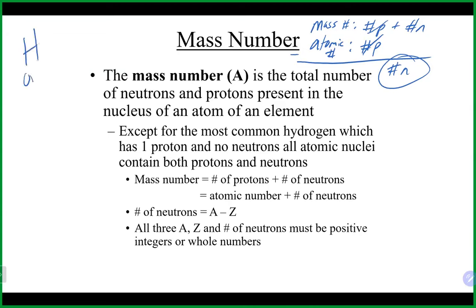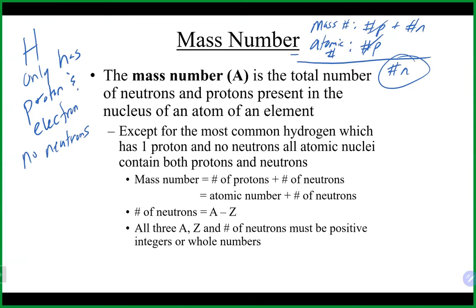Every single element will have protons, electrons, and neutrons, except hydrogen. Hydrogen only has a proton and an electron. No neutrons. That gives hydrogen some unusual properties, but everybody else will have all 3 of those particles, but hydrogen does not have a neutron, just a proton and an electron.